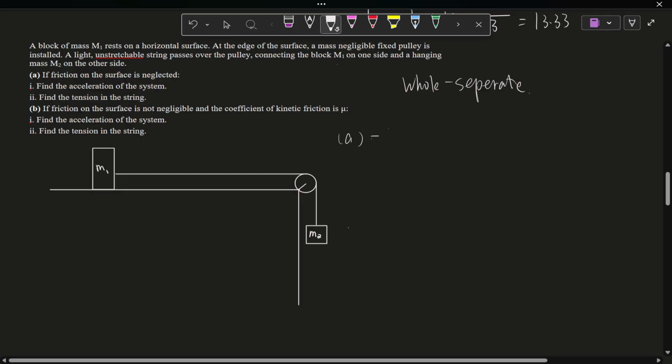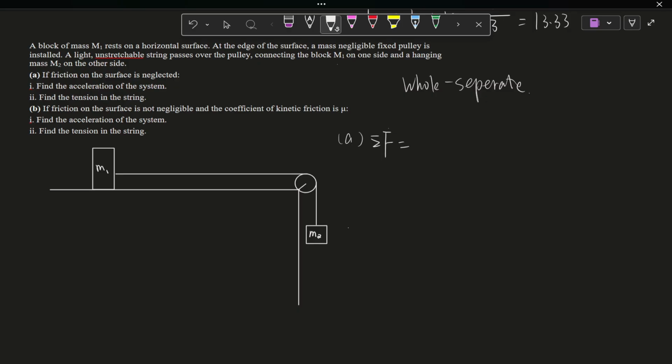Let's write the net force equation for the entire system. For block m2, gravity is pulling it downward, and there's a tension force that resists it from going down. For m1, there's a tension force equal in magnitude to the tension over here, and this tension helps it move along the surface. However, if there's friction, the friction would resist it moving along the surface.